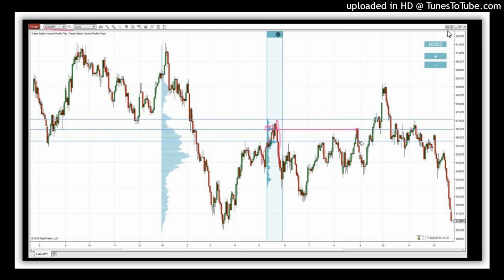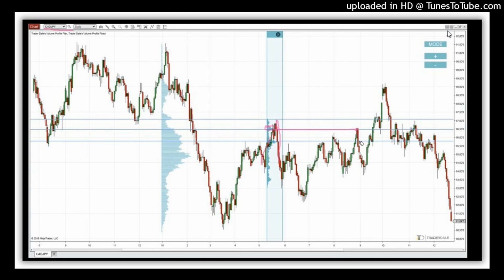Now the stop loss for this level was in here above this swing point, and the take profit was in here with risk reward ratio 1. So the next day I was able to take a full profit from this trade.